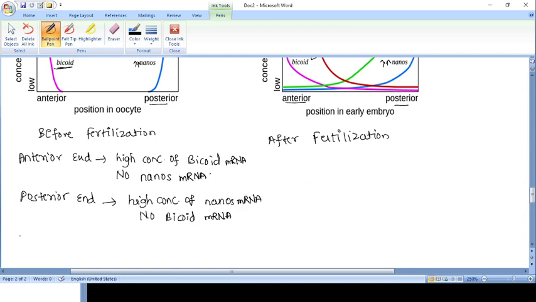And the other two mRNAs, hunchback and caudal mRNA, are equally distributed throughout the oocyte.